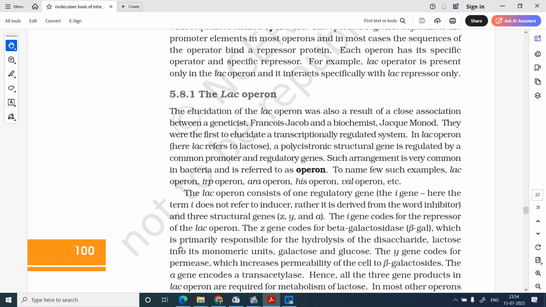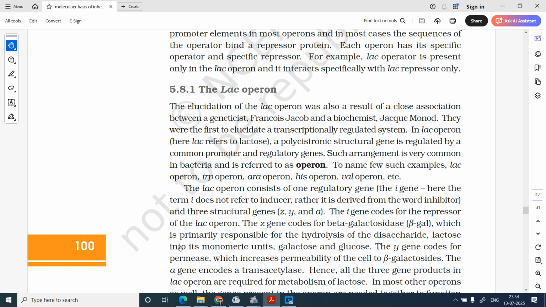5.8.1 Lac operon. The elucidation of the lac operon was also a result of a close association between the geneticist Francois Jacob and a biochemist Jacques Monod. They were the first to elucidate the transcriptionally regulated system in the lac operon. Here, lac refers to lactose. A polycistronic structural gene is regulated by a common promoter and regulatory genes. Such arrangement is very common in bacteria and is referred to as an operon. Examples: lac operon, trp operon, ara operon, his operon, val operon, etc.